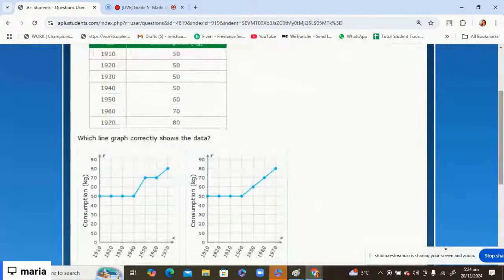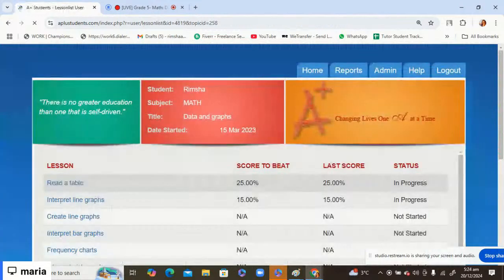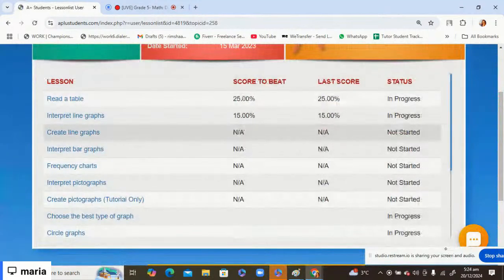So hope you guys understand this lesson. Solve the rest of the test questions by yourself. First you practice the lesson, then you go to the test, okay? Now create the line graphs.